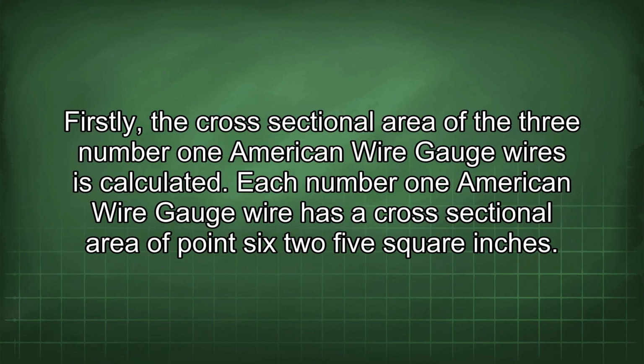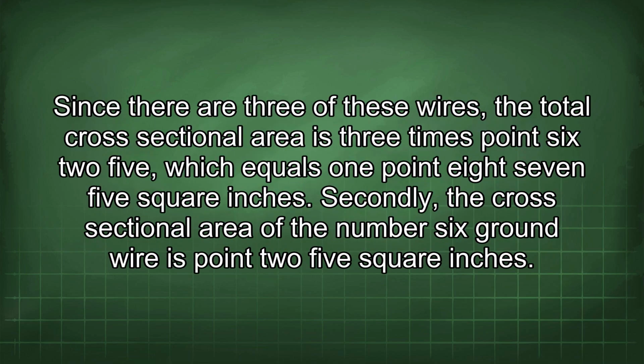Firstly, the cross-sectional area of the three number 1 American wire gauge wires is calculated. Each number 1 American wire gauge wire has a cross-sectional area of 0.625 square inches. Since there are 3 of these wires, the total cross-sectional area is 3 times 0.625, which equals 1.875 square inches.